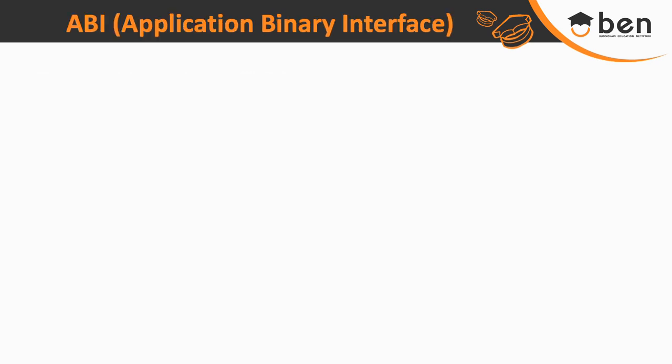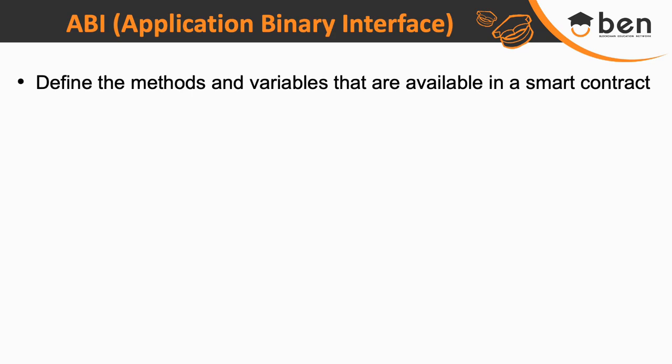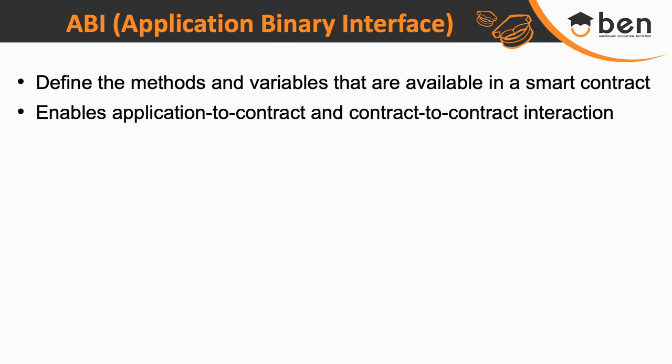So let's talk about ABI now, application binary interface. ABI defines the methods and variables that are available in a smart contract. It enables application to contract and contract to contract interaction. So as bytecode is used by the machine to know exactly what has to be done, basically bytecode is the instruction part. So we need some mechanism to get the context out of the smart contract also. So that context is provided by the ABI.